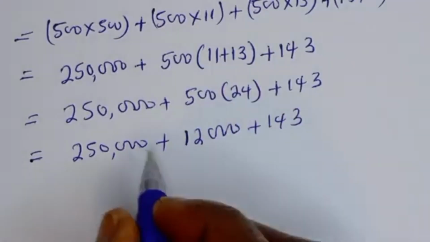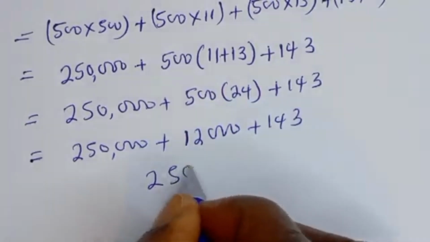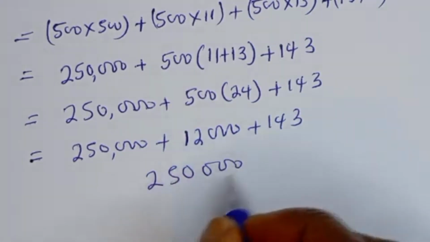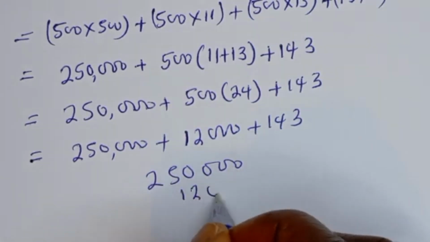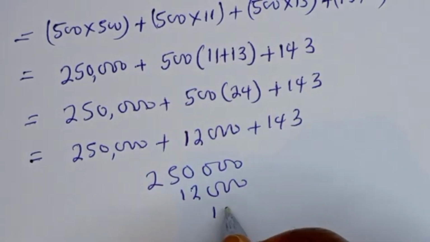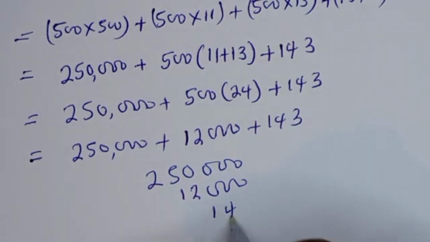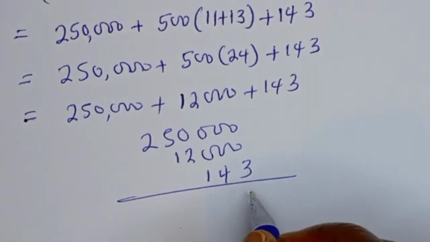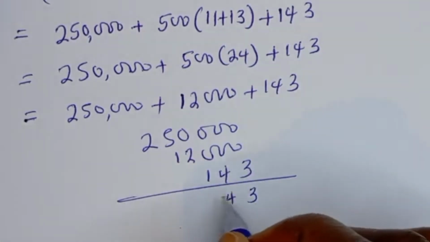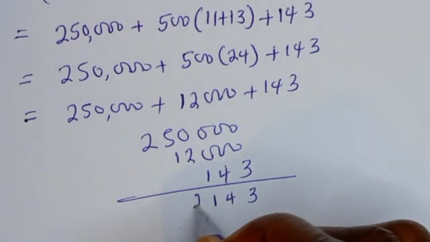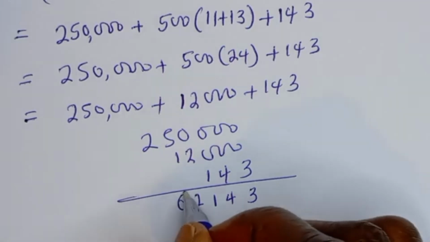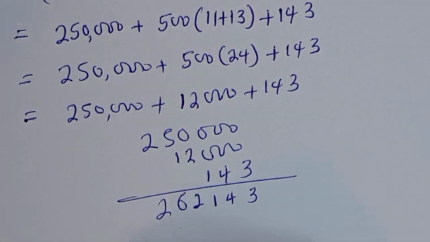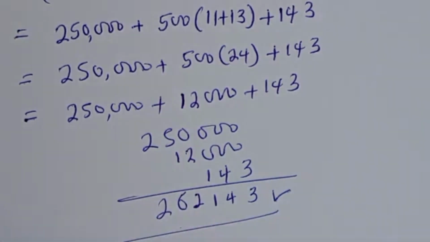Now let's add everything together. We have 250,000, then here is 12,000, and here is 143. If you add together, here is 3, 4, 1, 2, 6, 2, and this is the final answer.